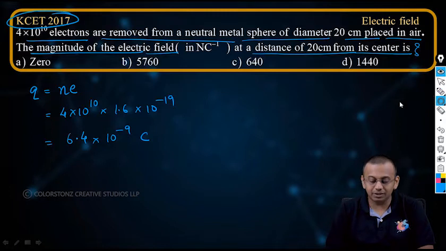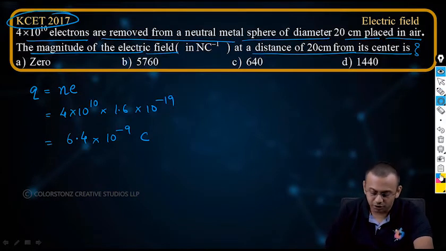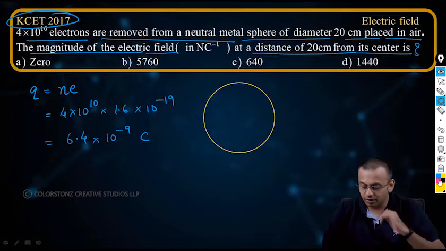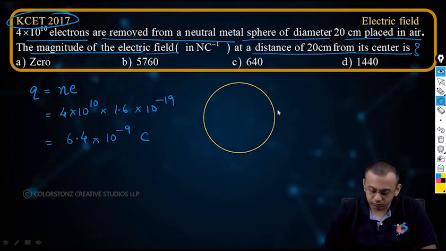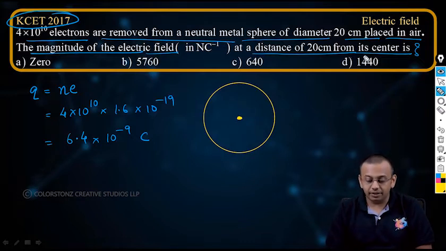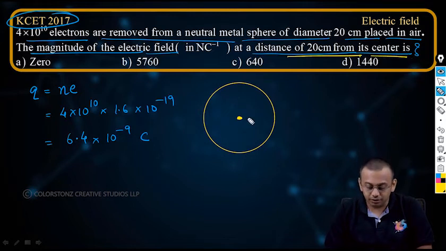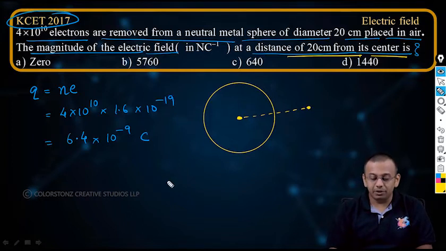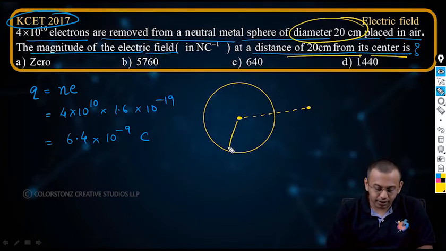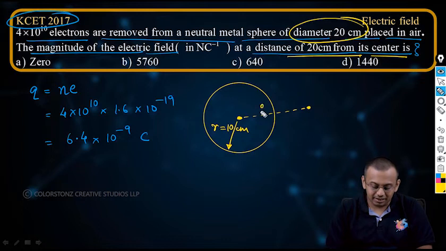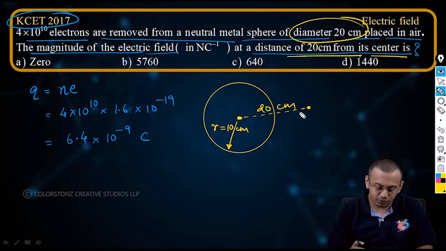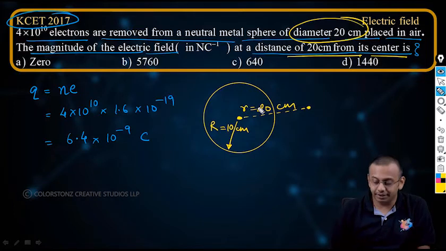Now, if we have a sphere of diameter 20 centimeters, then the point which they are talking about, at a distance of 20 centimeters from the center, is going to lie outside the sphere. Okay, it will be somewhere here. Because if diameter is 20 centimeters, then the radius is only 10 centimeters, and this distance is 20 centimeters. So this is the radius, let me write it as capital R. This is the distance where we want to find the field.